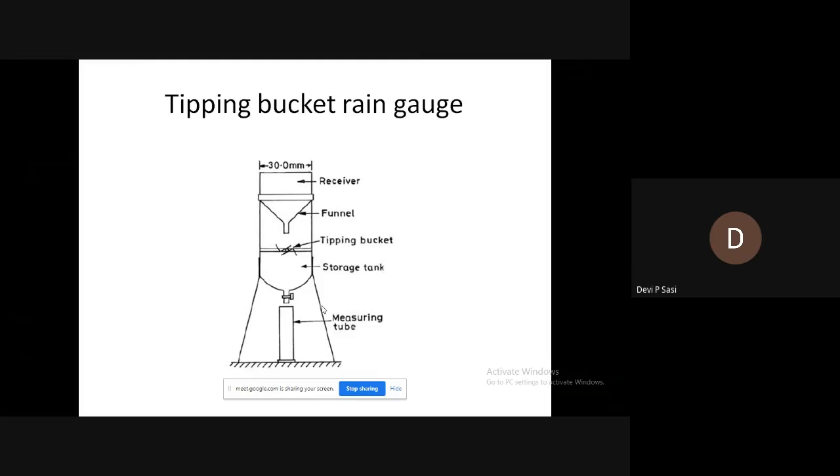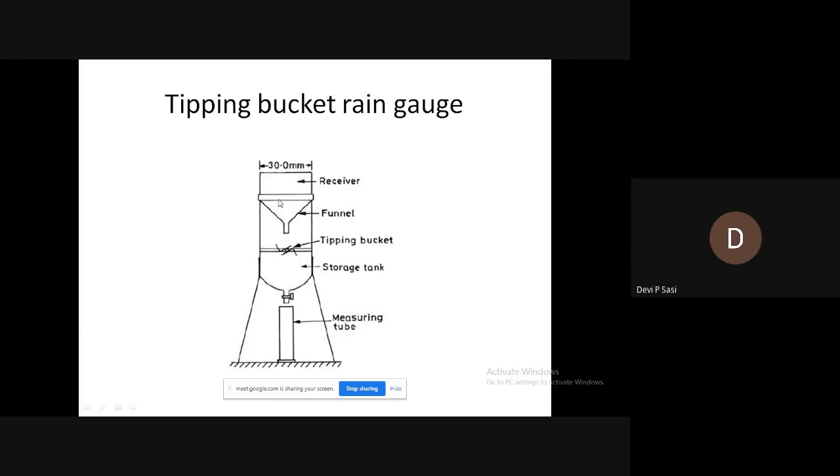If there are 4 marks, what will it be? 4 into 0.25 mm, that is 1 mm. One 0.25 is 1 mark. So when 0.25 plus 0.25 comes, 2 marks, at 0.75 it is 3 marks, at 1 mm it is 4 marks. So when we count 4 marks, we can know that 1 mm of rainfall is recorded there. That is the mechanism behind the tipping bucket rain gauge.